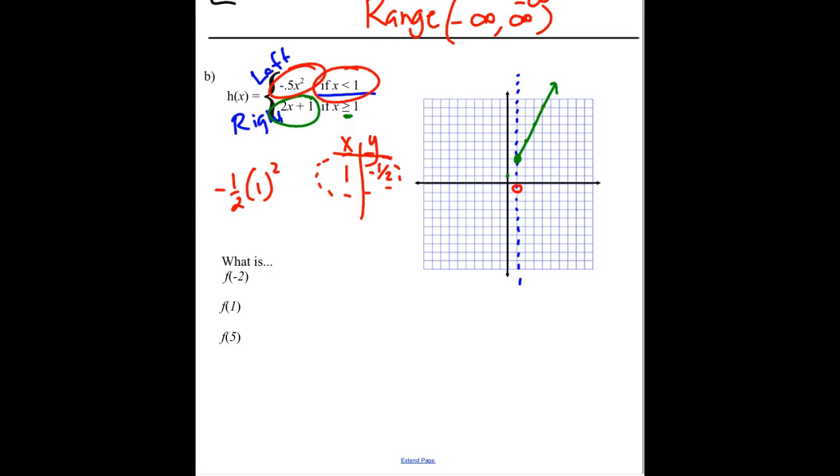What if I put a 0 in? What do I get? 0. Okay, so whoops, I have a dot at 0, 0. And what else? Let's put a -1 in. What do we get? Still -1/2. All right, so that's symmetry again. And how about -2? -2 squared would become 4 times the -1/2 would be -2.